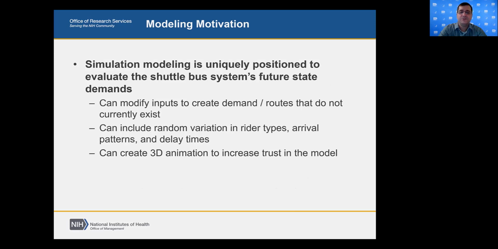We anticipated that this tool could be used to modify inputs such as demand and routes that do not exist today to understand the impact on system utilization and cost. We could experiment with a range of scenarios that considered different passenger arrival behavior and schedule delays. And then finally, having a believable 3D animation could help us communicate these changes to NIH decision makers.